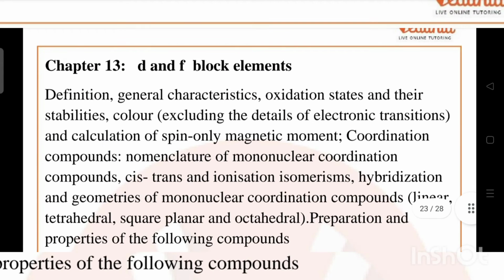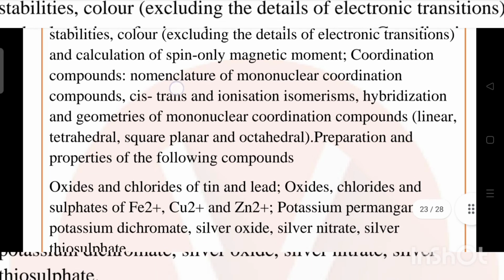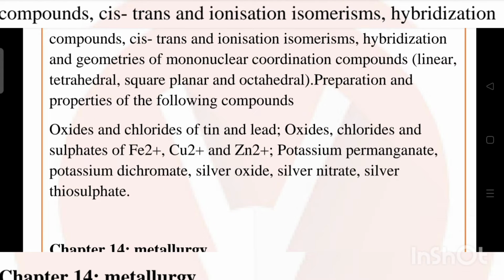In chapter 13, d and f block elements, you can read here: definition, general characteristics, oxidation states and their stabilities, color (excluding the details of electronic transition), and calculation of spin, only magnetic moment. Coordination compounds: nomenclature of mononuclear coordination compounds, cis-trans and ionization isomerism, hybridization and geometries of mononuclear coordination compounds: linear, tetrahedral, square planar and octahedral.